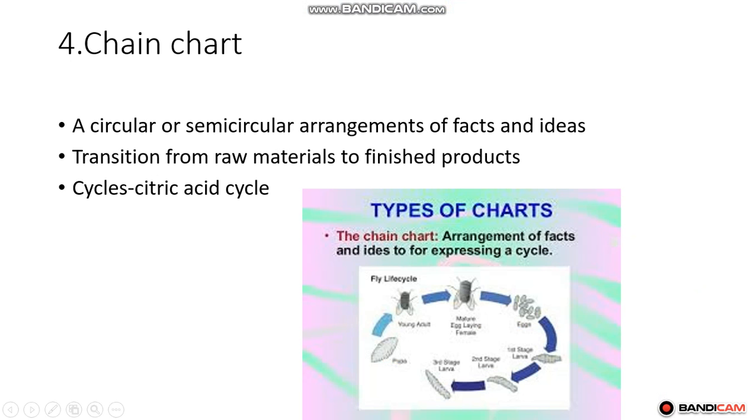Next is chain chart, a circular or semicircular arrangement of facts and ideas, that is called a chain chart. For example, transition of raw materials to a finished product, especially in a manufacturing unit, how the raw materials come in and how the end product or finished product is prepared. So the entire process can be shown in this chain chart. Or, for example, here you can see the life cycle of a fly being shown. So in that way the chain aspect is explained, with either circular or semicircular arrangements. In that way the pictorial representations are done, and that is called a chain chart.